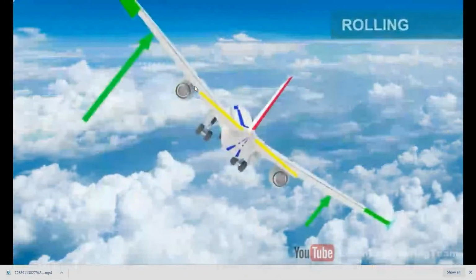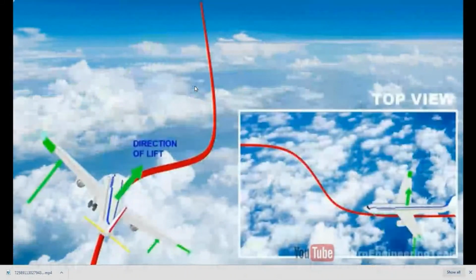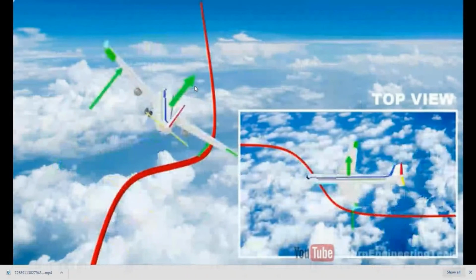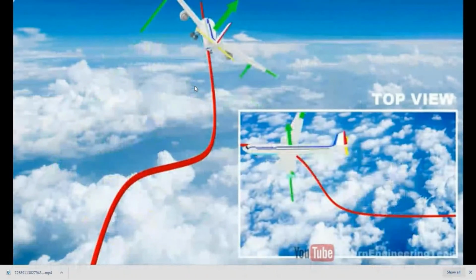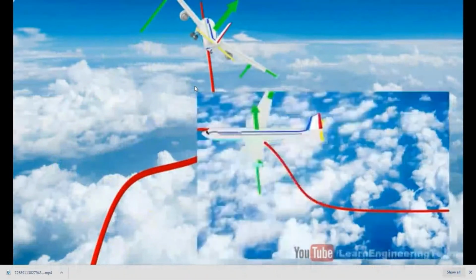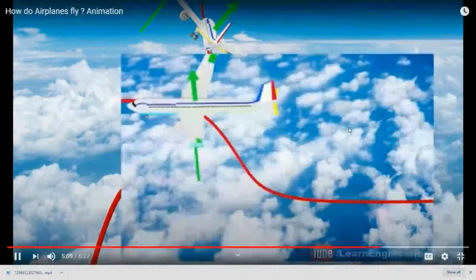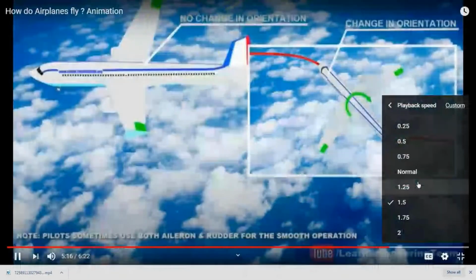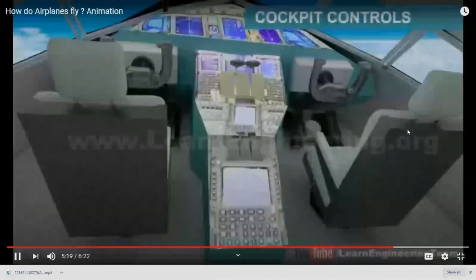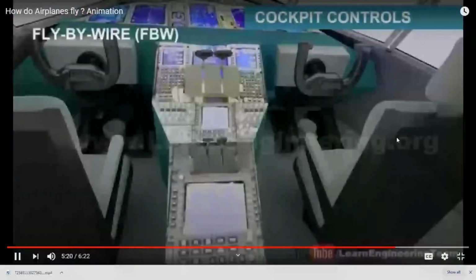Now observe what happens if the airplane still goes up. It's clear that the airplane has changed its path. Unlike the previous method, the airplane orientation has not changed here. All these movements of flaps and other devices are controlled from the cockpit using a fly-by-wire system. In FBW systems, the controller computer governs exact movement of actuators for smooth operation. You can see the different controllers pilots use to navigate the airplane.